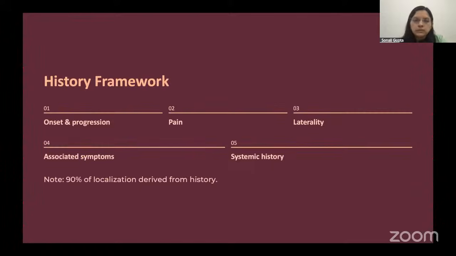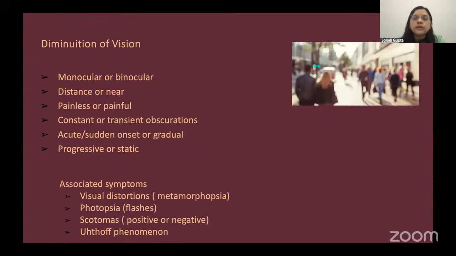So, based on the history, as for all diseases, we focus more on the onset and progression, the type of visual loss, how it progressed, whether it was associated with any pain, the laterality, the associated symptoms, and systemic history, because 90% of the localization we can derive only from good history taking. So, coming to what points to actually elicit when a patient says, I cannot see clearly, that could mean a lot of different things. We first have to ascertain whether it is a uniocular loss or a binocular loss, more for distance or near, associated with any pain.